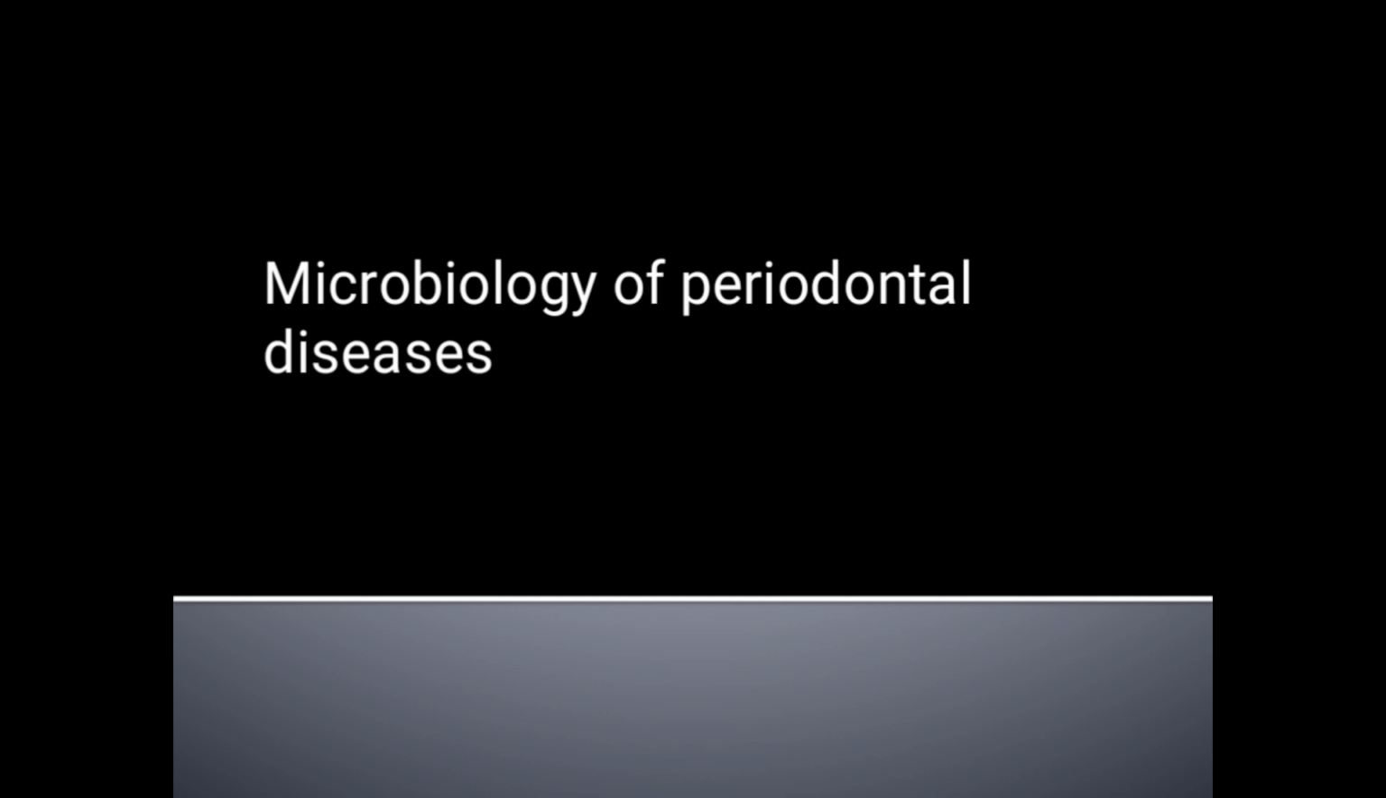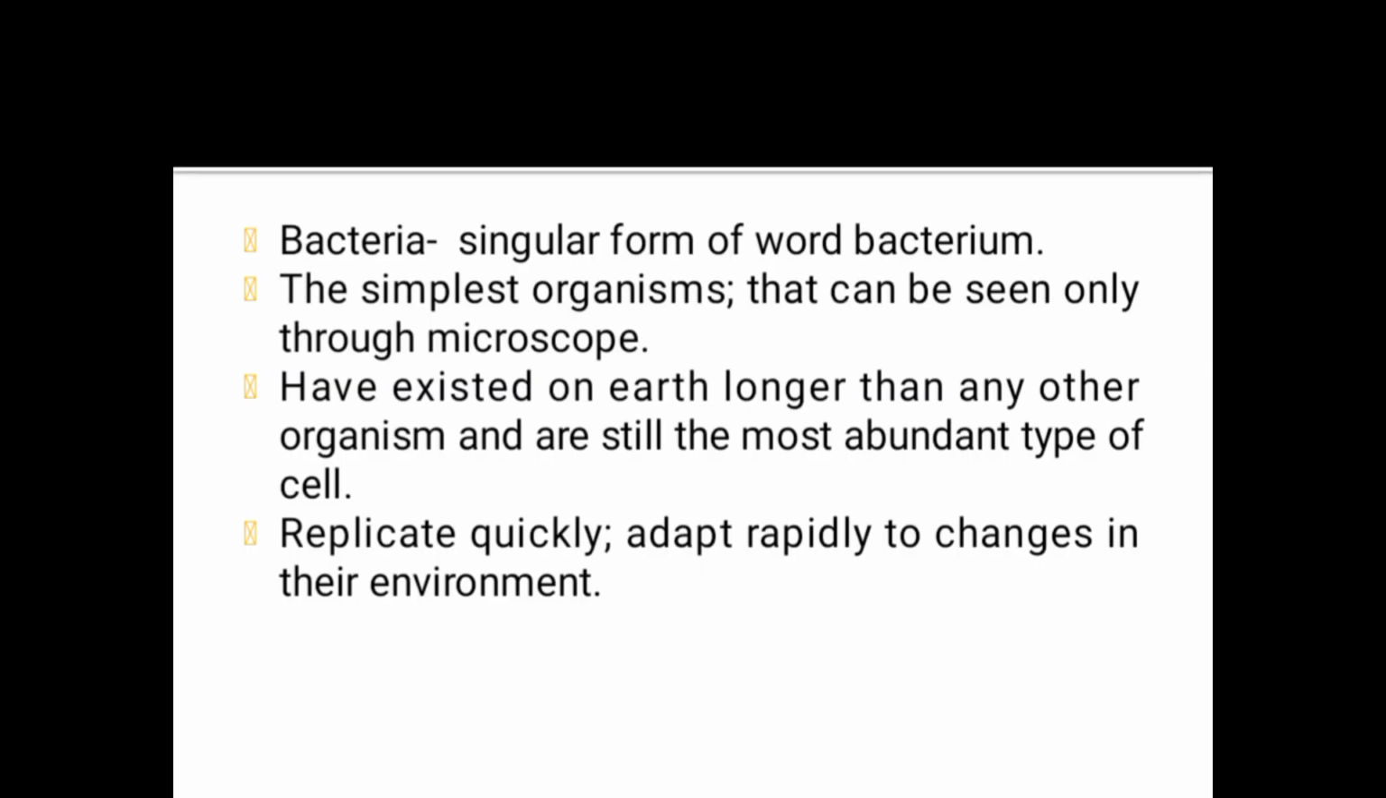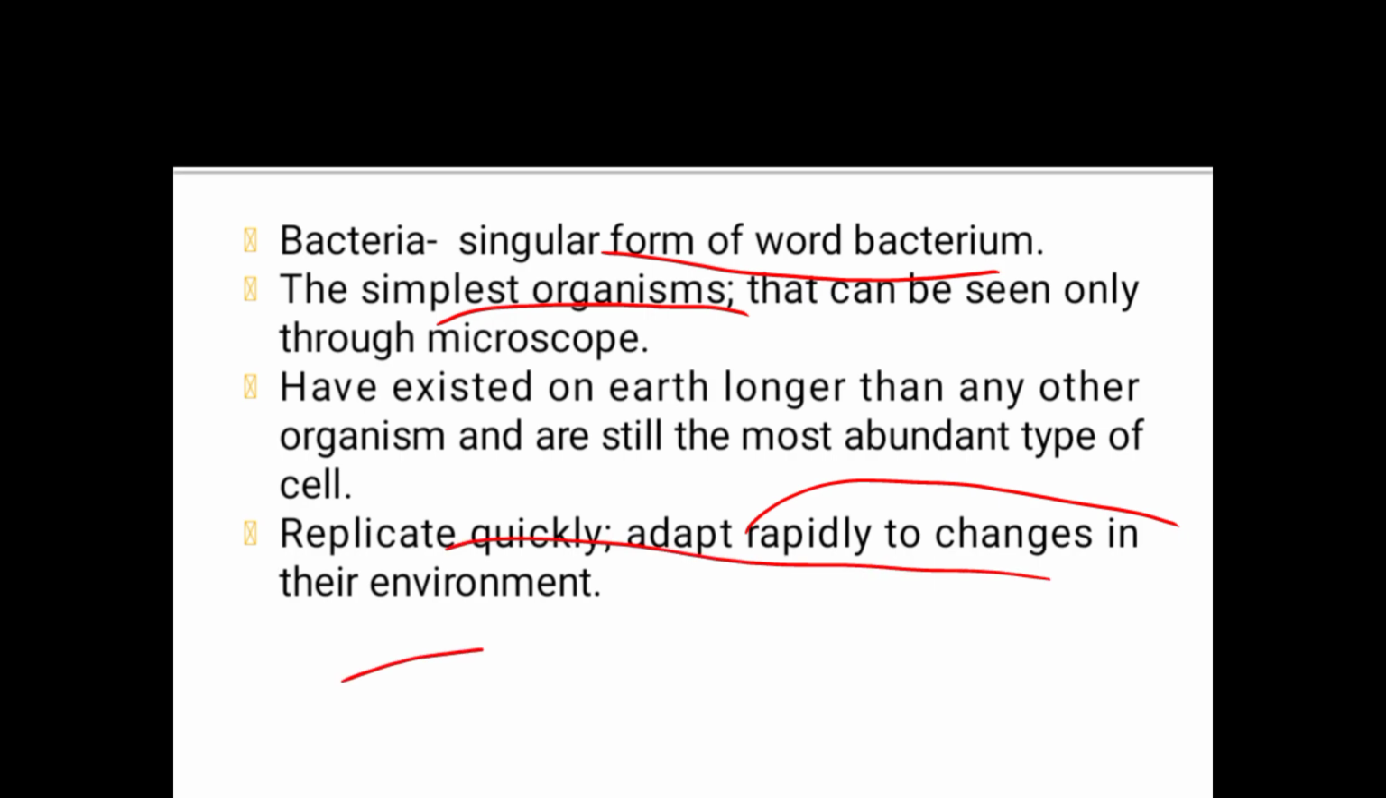Now, moving towards, a little bit to know about bacteria. What is bacteria? It is a plural form of the word bacterium. A single form is known as bacterium. It is the simplest microorganism we know. It has existed on earth for a very long period of time and is still the most abundant type of cell. It replicates very quickly and adapts to environmental changes very rapidly also.